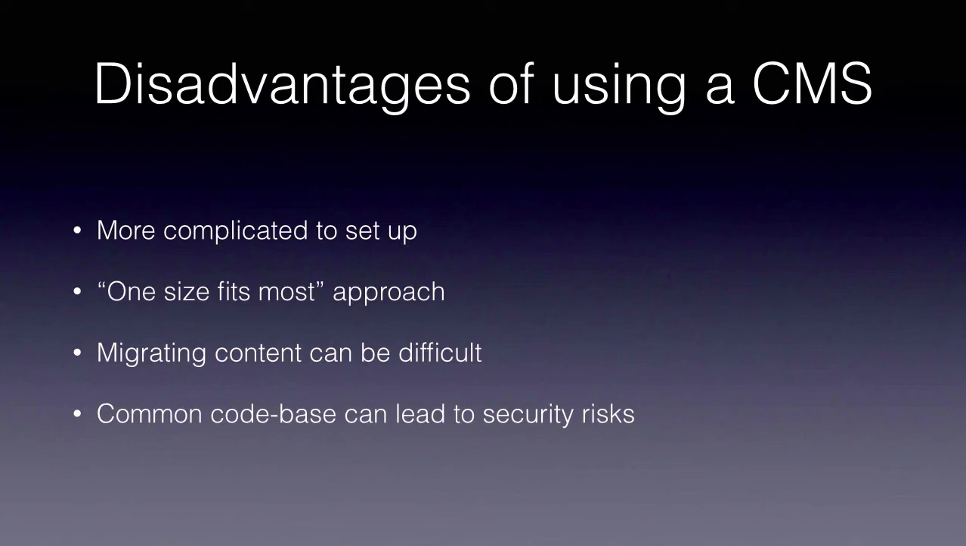And the fourth one here says that the common code base can lead to security risks. So this might seem a little bit counterintuitive, but the fact that you're using a code base that lots of other people are using, by that virtue makes it, I guess, a target for people to attack. So if there's someone malicious and they're looking for security holes in software, and they know that millions and millions of people are using this particular piece of software, then they know that if they find a security hole, potentially millions of people will be vulnerable to that.